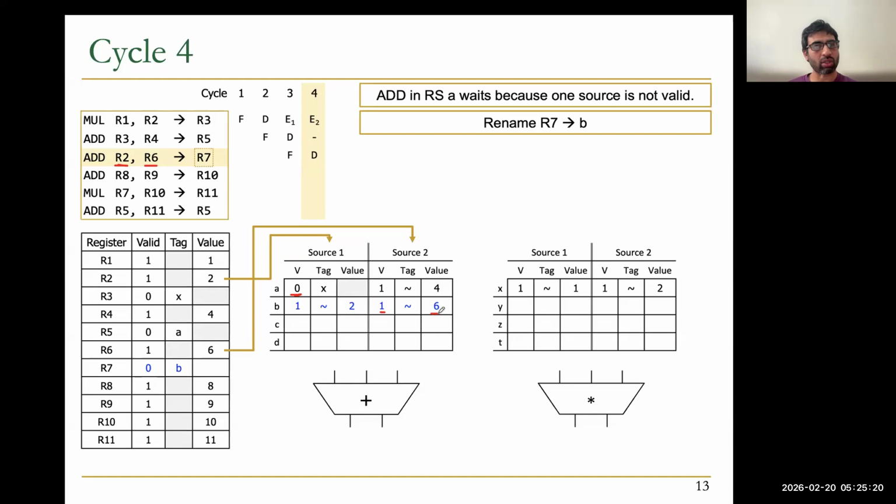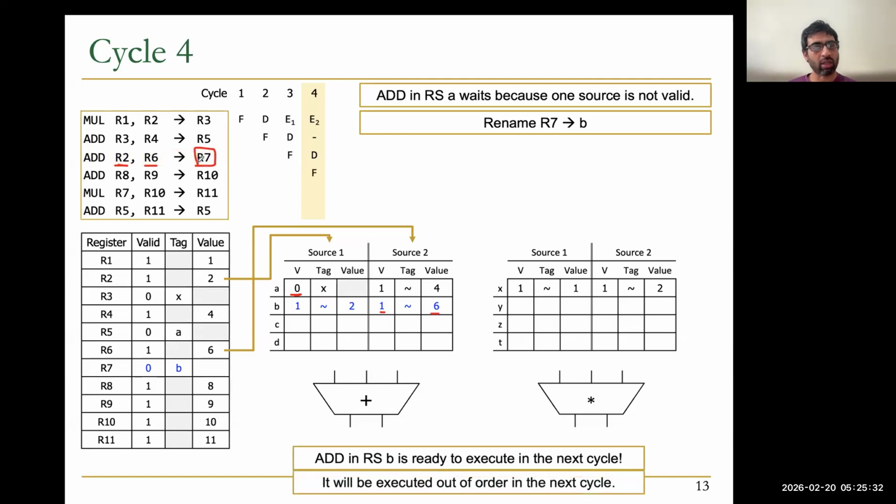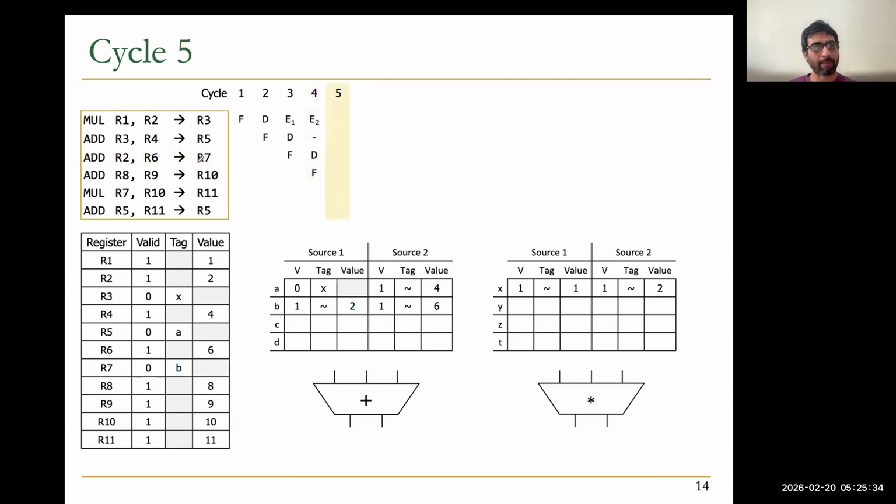However, we cannot start execution yet because in the same cycle, we also need to rename R7, right? So how do we do that? We mark R7 as invalid, and then in the tag we record the ID of the reservation station B. Okay, and then the next instruction, which is the third add, is also fetched.